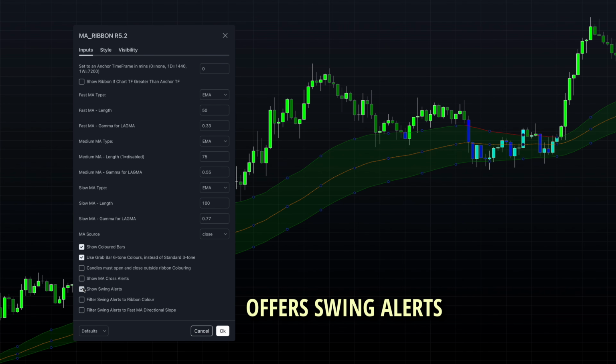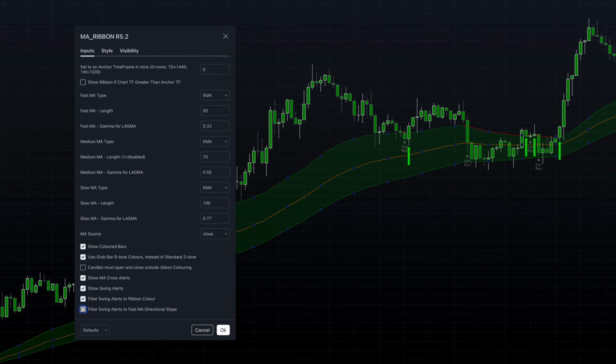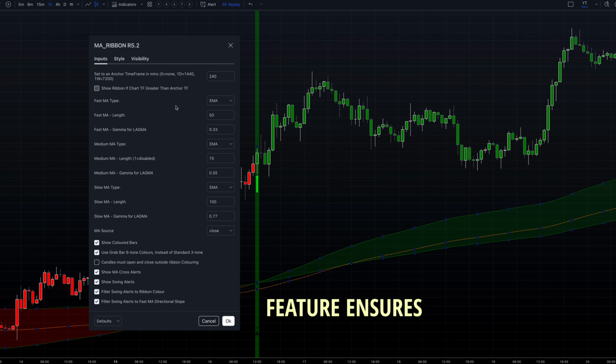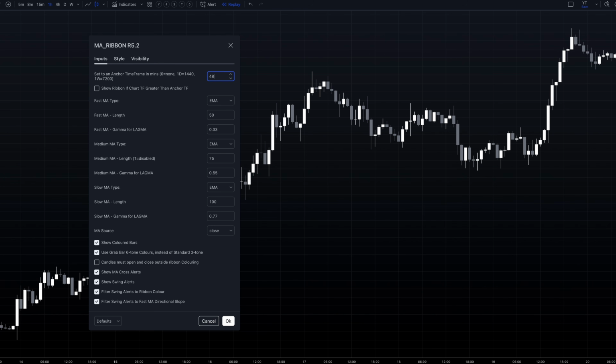It also offers swing alerts, MA crossover alerts, and optional trend filters to reduce false signals. The anchor timeframe feature ensures consistent, multi-timeframe analysis without repainting.